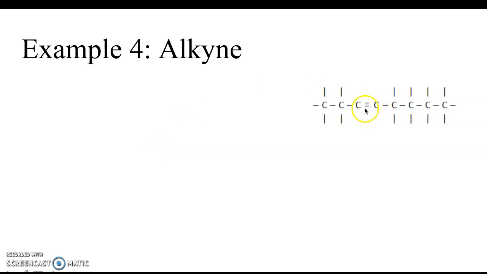This has a triple bond, which means it's going to get a "yne" ending. This is an alkyne. And then I need to figure out the location of my triple bond. So I'm going to count my carbons: 1, 2, 3, 4, 5, 6, 7, 8. Or I can count it from this direction: 1, 2, 3, 4, 5, 6, 7, 8. I'm going to take the lowest number, which is carbon number 3.